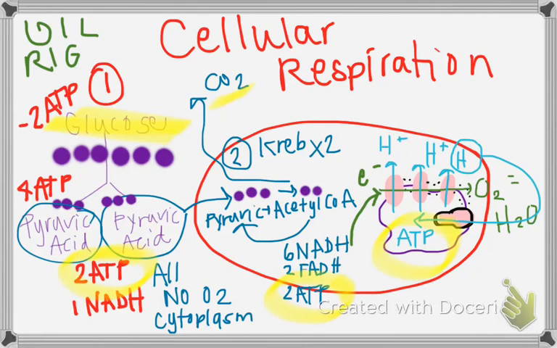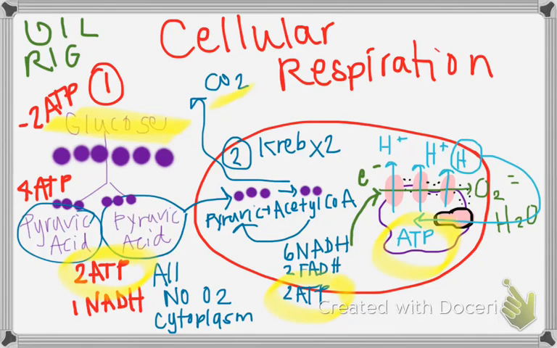Okay, let's talk about location. The location of glycolysis, which was step 1, is the cytoplasm. The location of the Krebs cycle is inside the cristae. The location of the electron transport chain is on the membrane of the cristae. Okay, let's talk about oxygen requirements. Glycolysis does not require oxygen. The Krebs cycle does require oxygen, and the electron transport chain does require oxygen. So glycolysis is the only one that doesn't.